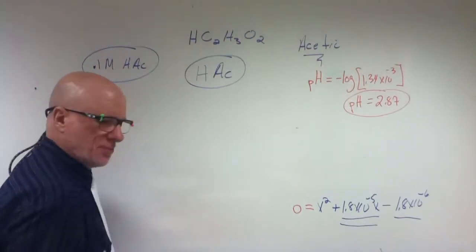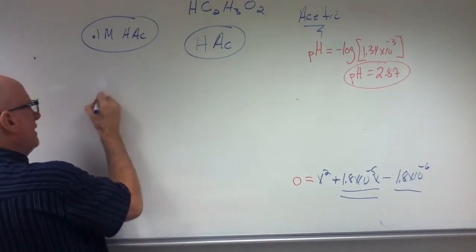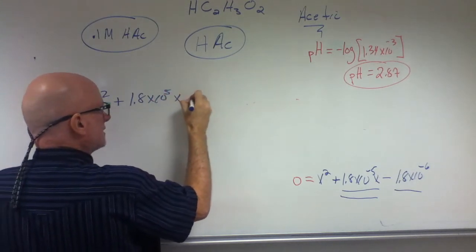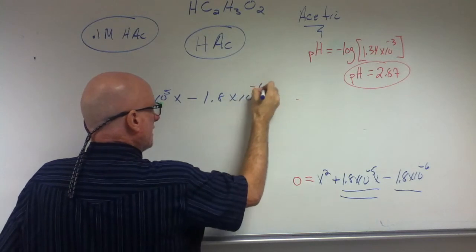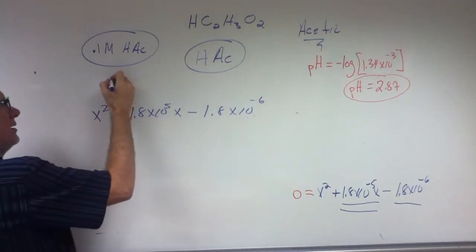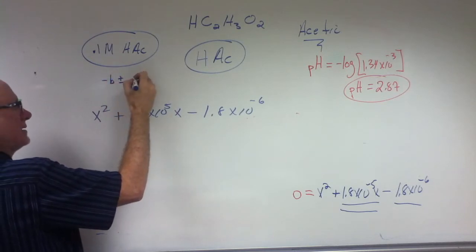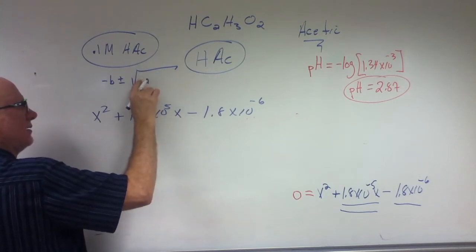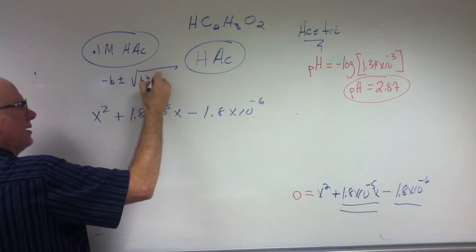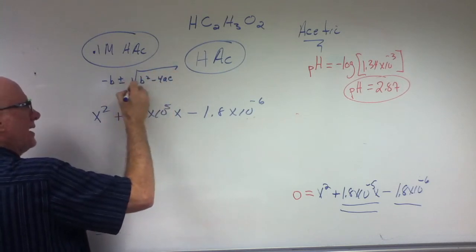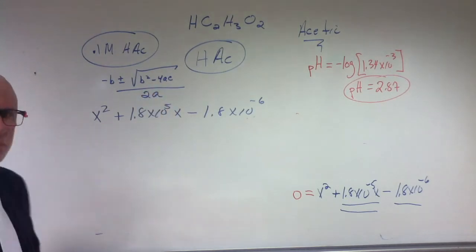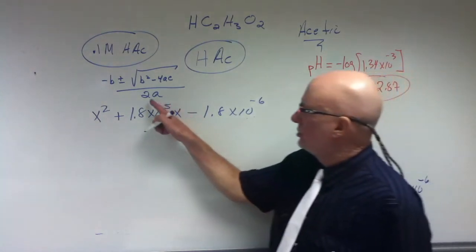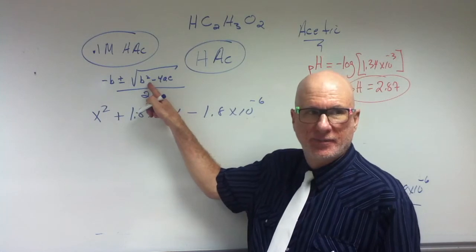All right, I'm going to use the property of symmetry and just say x squared plus 1.8 times 10 to the negative fifth x minus 1.8 times 10 to the negative sixth, okay? Now, it's going to be negative b plus or minus the square root of b squared minus 4ac, divided by 2a, right? Yes or no? Okay. Now, is the whole thing divided by 2a or just this? The whole thing, right?